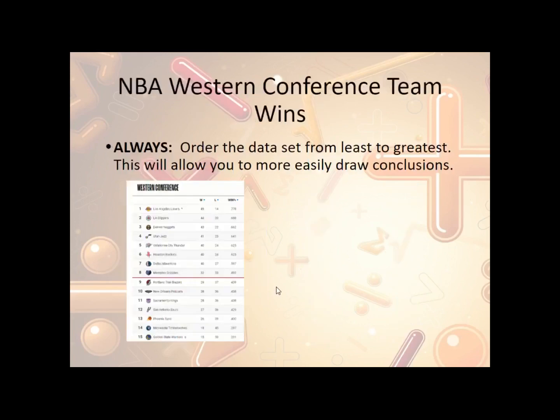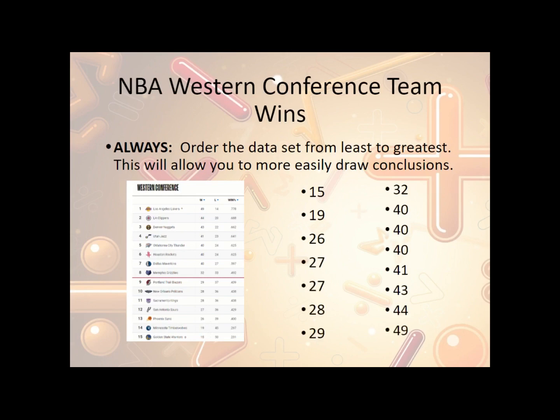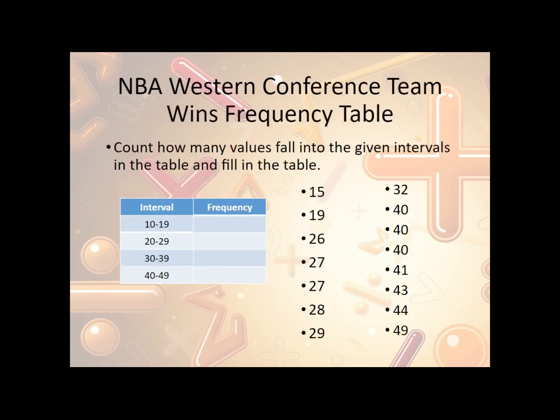Let's look at another example. So again, we look at the win totals here, and we're going to put them in order from least to greatest. So we have 15, 19, 26, 27, and so on. So we put these in order. And then once we have them in order, we can now create a frequency table here.